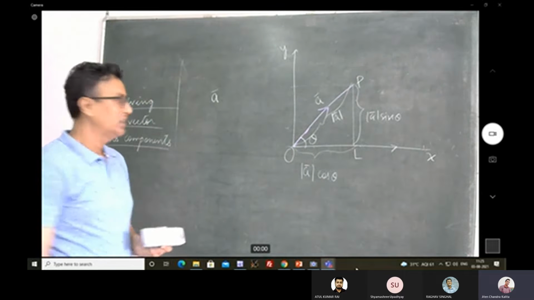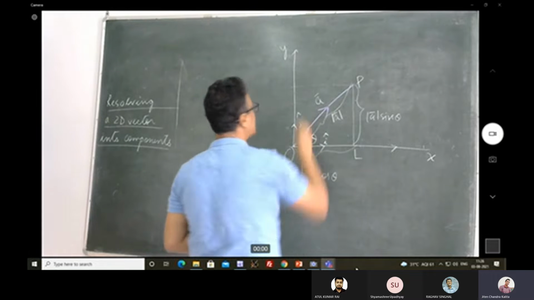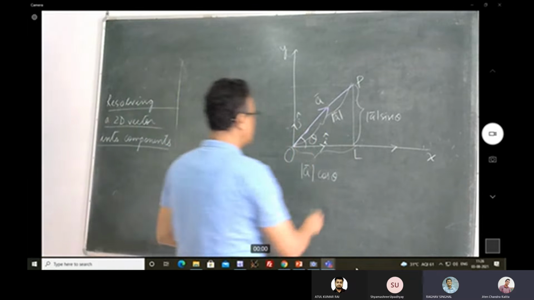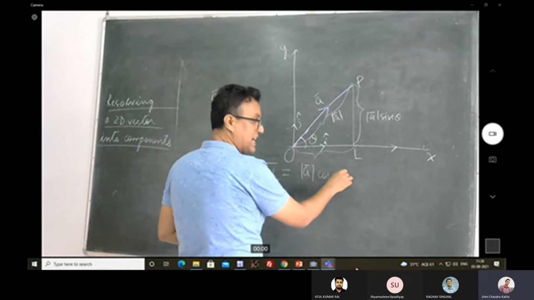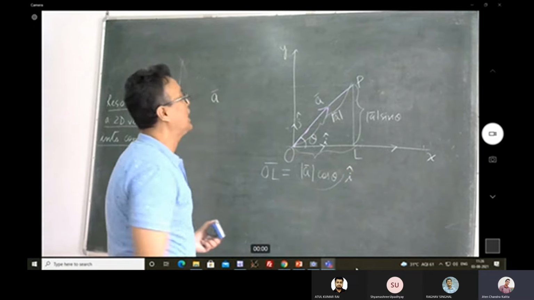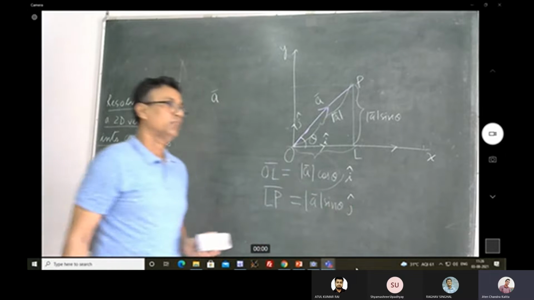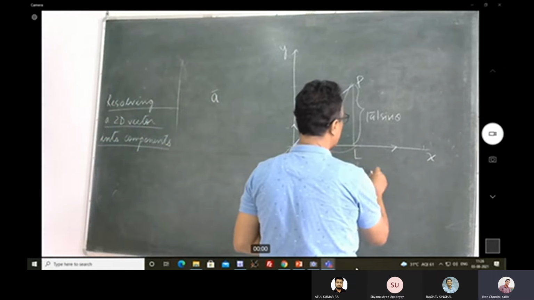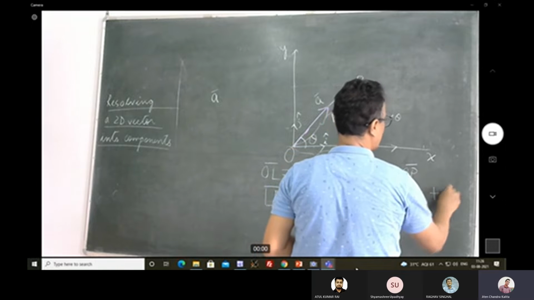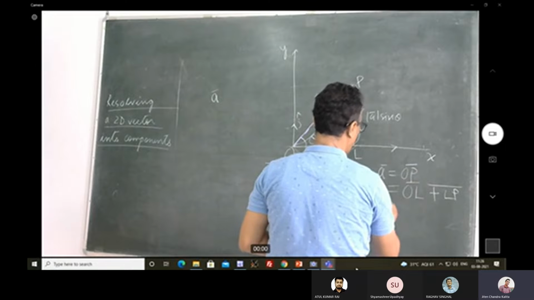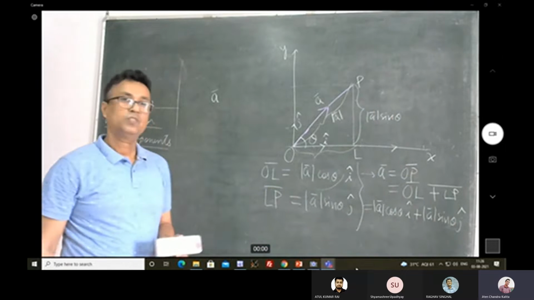Is it okay with everybody? Fine. As before, if I consider i cap and j cap as the unit vectors along the x and y axes, then you know that this vector OL is given by the length of OL times a unit vector along this, and similarly this vector LP is given by this. So eventually my vector A, which is equal to OP, is simply OL plus LP, and it is going to be given by mod A cos theta i plus mod A sin theta j. Is it okay with everybody?